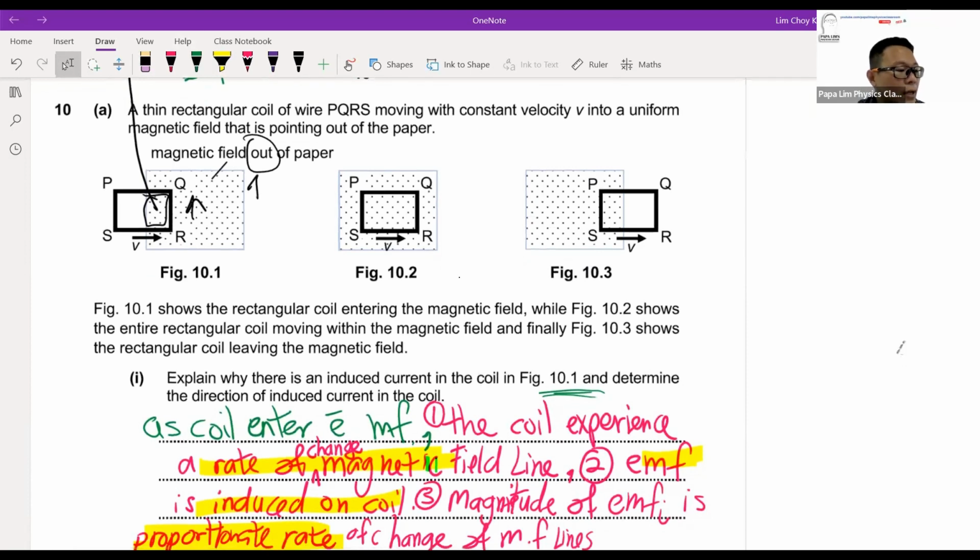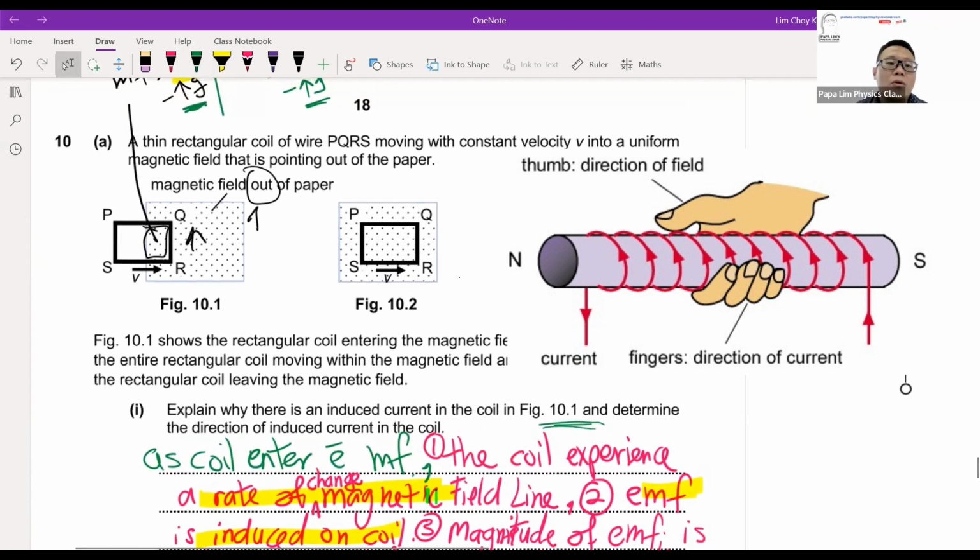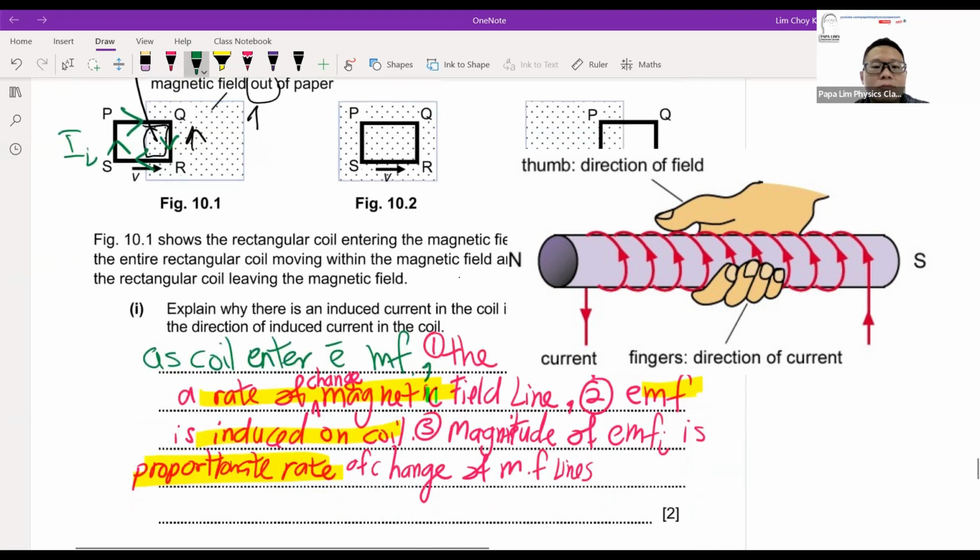As a result, you'll find that using the Maxwell rule, for the field line to be increasing means your thumb is pointing inwards to the paper, and you turn the fingers on your right hand, you'll find that the current is actually flowing in the clockwise direction, this way. So in this way, your induced current will flow in this particular direction. So what happened here now, you have to write it out in words.